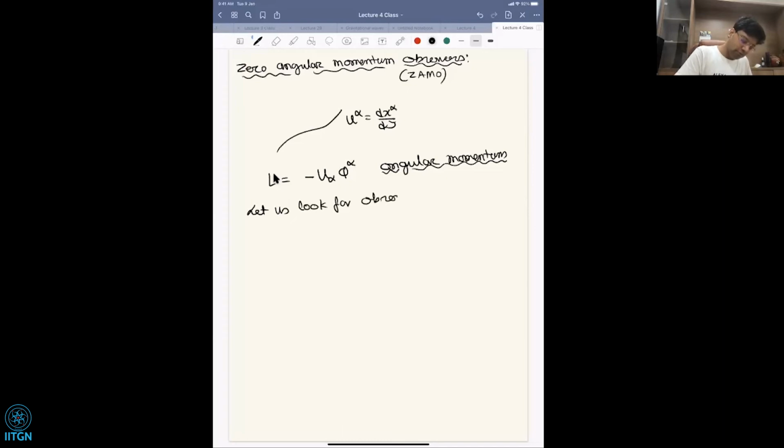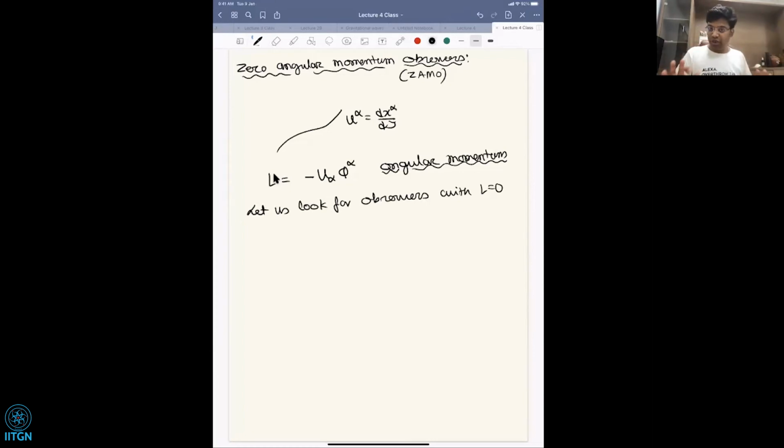observers with L equal to 0, where angular momentum remains 0. So angular momentum is conserved. Note, it need not be a geodesic observer because there is also another quantity, energy. It could happen for this observer that the energy is not conserved. So therefore, it could be an accelerated observer. Only angular momentum is conserved, always zero.